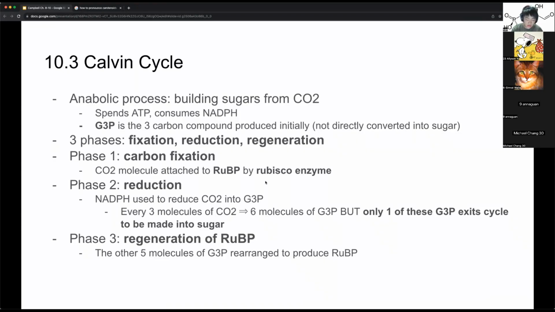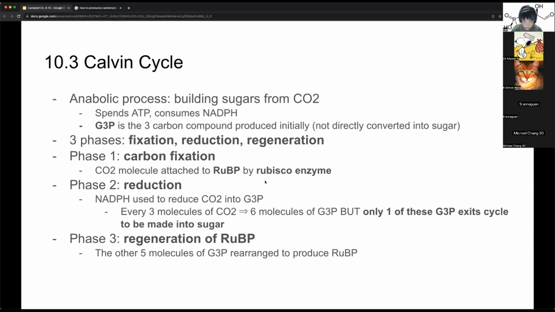And then every 3 molecules of CO2 is turned into 6 molecules of G3P, but only one G3P exits the cycle to be made into sugar. Since only one G3P gets produced, you can see later on you need to cycle through many times to actually produce some type of sugar.